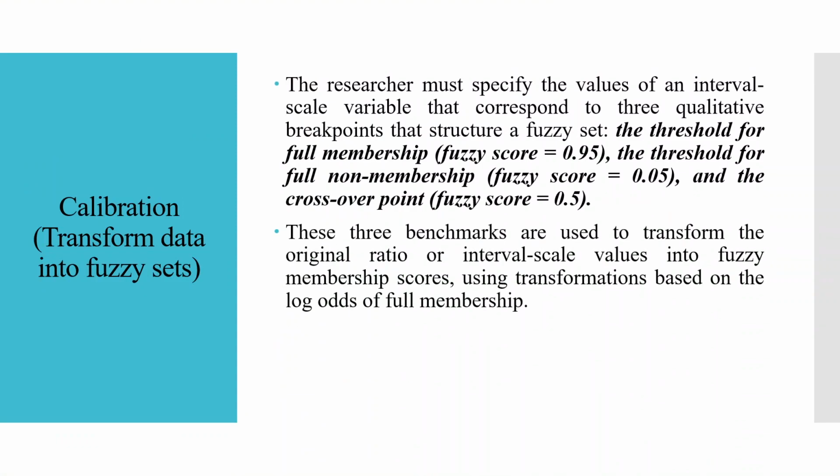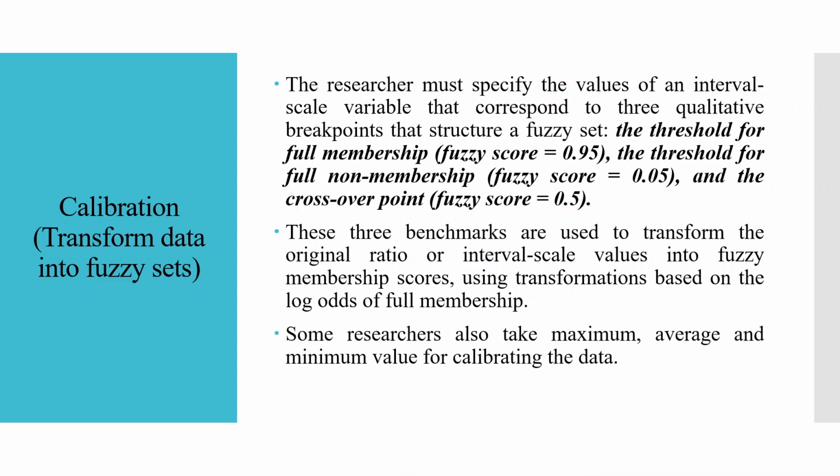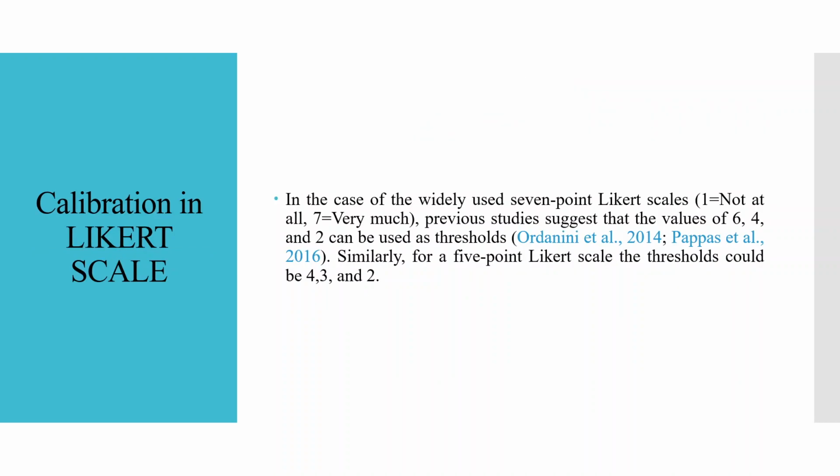These three benchmarks are used to transform the original ratio or interval scale values into fuzzy membership scores using transformations based on the log odds of full membership. Some researchers also take maximum, average, and minimum values for calibrating the data.